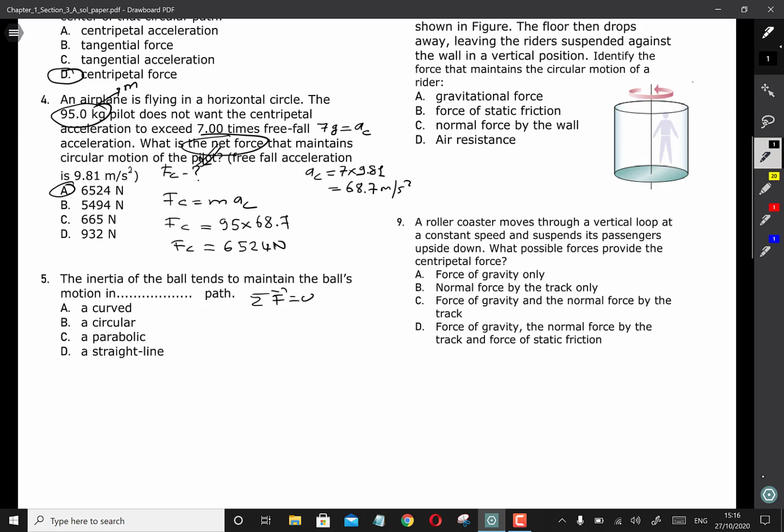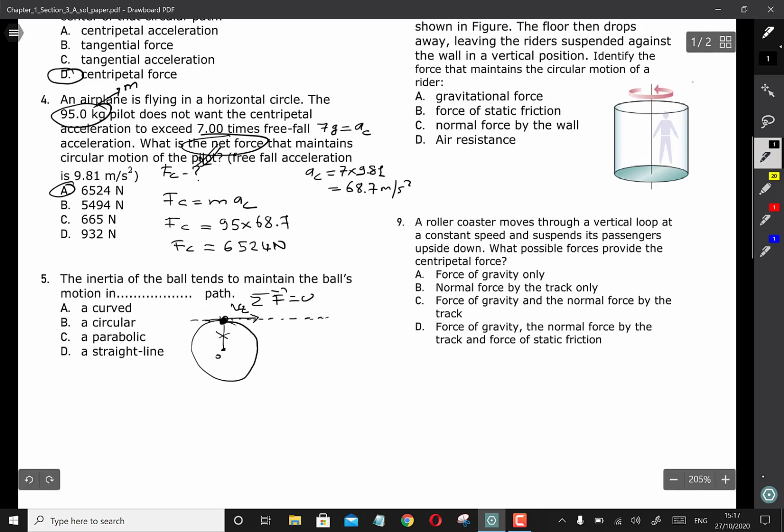So remember, when we are talking about circular motion, if an object is attached to a string to the center, and the object is moving in a circular path, if the string is cut or breaks, the object will follow a straight line path. It will fly off tangent to the circle, in the direction of the tangential velocity. So the object's tendency is to follow a straight line path.